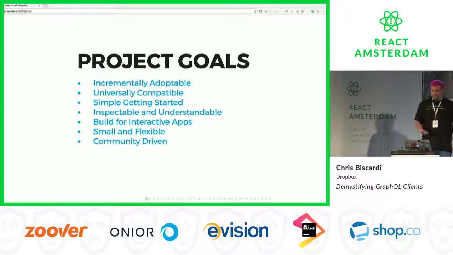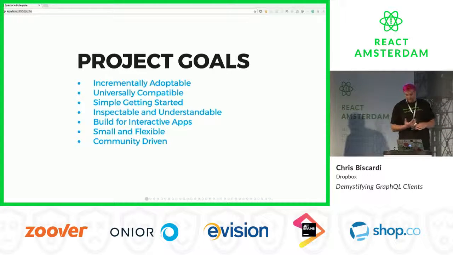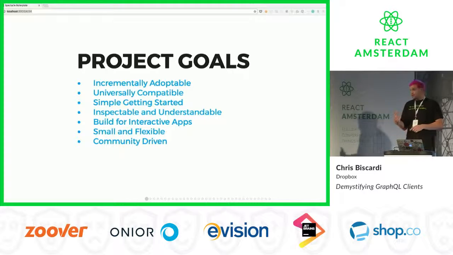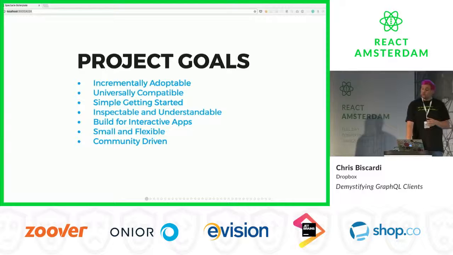Project goals of the Apollo client are that it's incrementally adoptable, so you don't have to rewrite your entire application from scratch. It's universally compatible, means it works with any build setup, any GraphQL server, any GraphQL schema. It's simple getting started. It's introspectable and understandable. So Apollo Client has a very rich dev tool ecosystem. It's built for interactive apps, which goes back to what we were saying before about maintaining state across components and across your server. It's small and flexible. It's under 25 kilobytes compressed. And it's community driven.